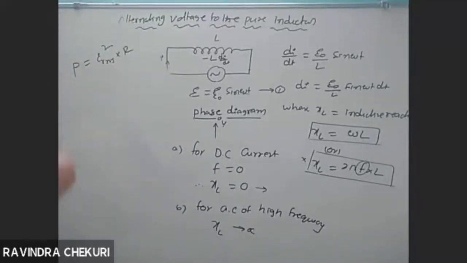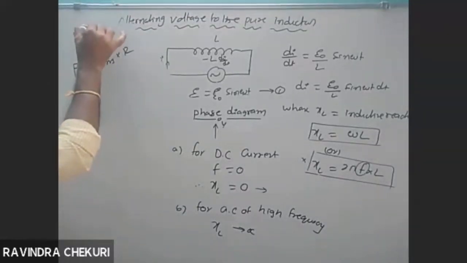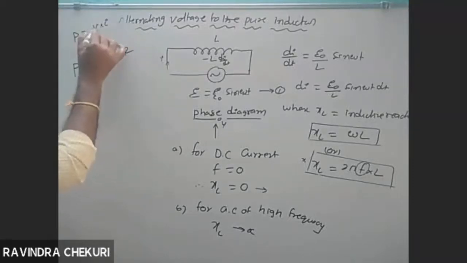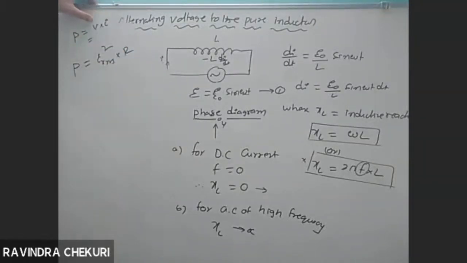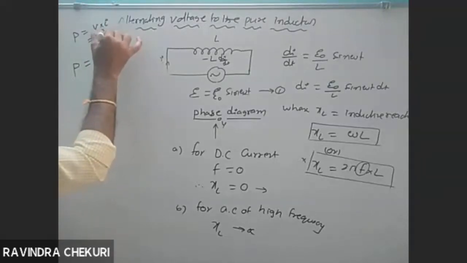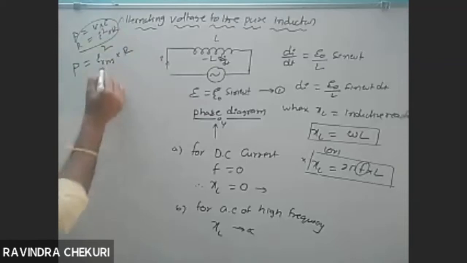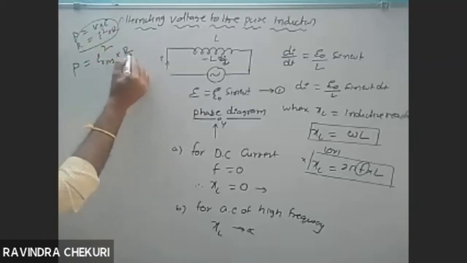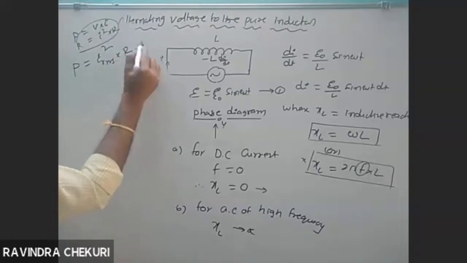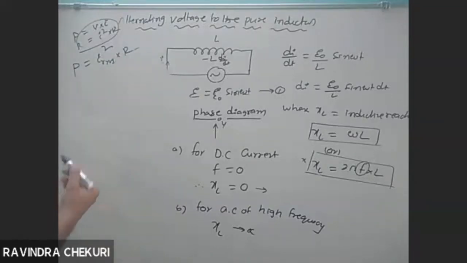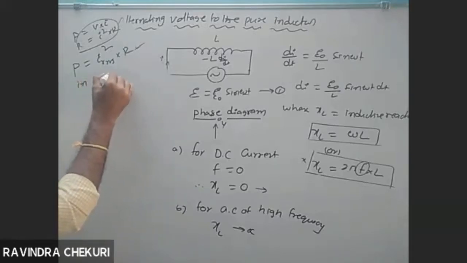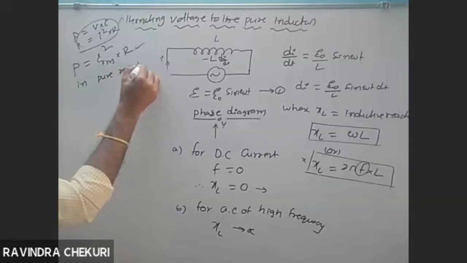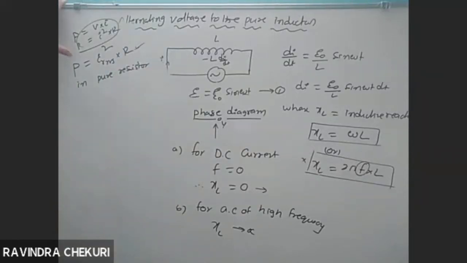In the case of a pure resistor, power is voltage into current. V is equal to IR, so I square R for DC. For AC, it is IRMS square into R. So the power consumption in the case of a pure resistor is IRMS square into R. What is the power consumption in this case?